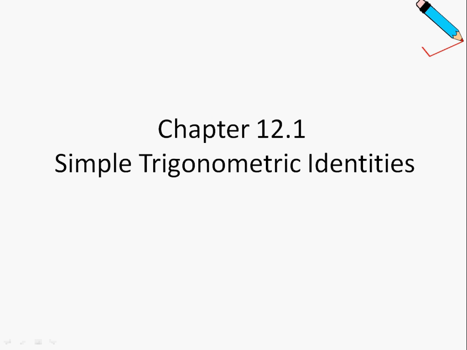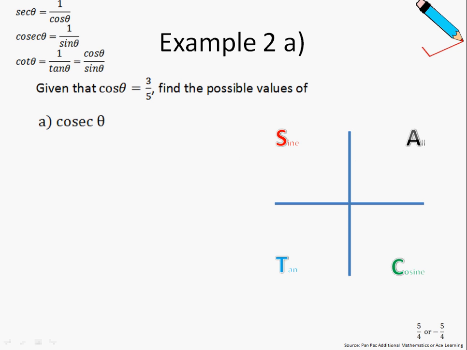In Chapter 12.1, we have learned about some trigo identities, and in this video, we'll be moving on to example 2 and example 3. Okay, so in example 2a, given that cosine of theta is equal to 3/5, find the possible values of cosecant theta.